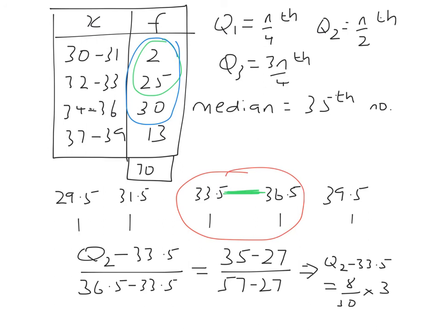So from that, running out of room here, I'll squeeze it down the bottom here. Q2 works out to be 34.3, which makes some sort of sense because we're looking for the 35th number, and remember we're starting this group at 33.5, not starting at 34, so it's round about here, 34.3. It's 8/30ths of the way through that group.